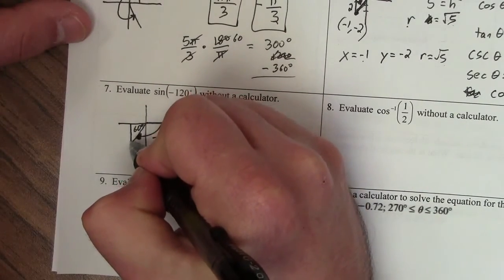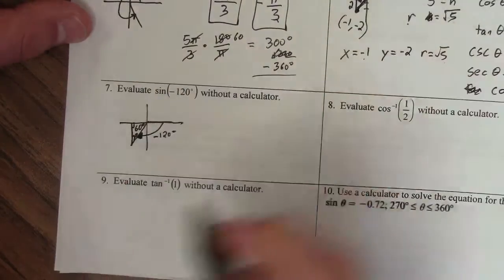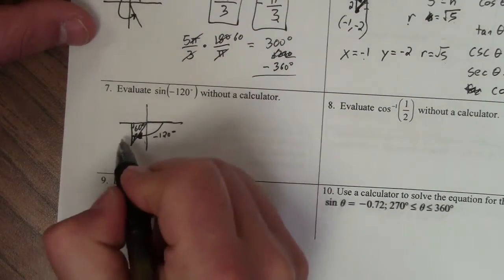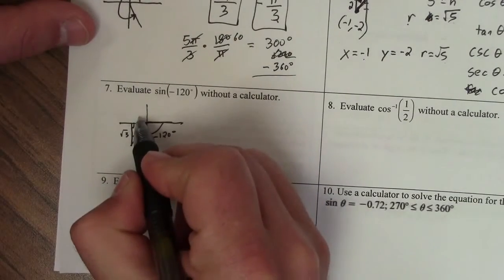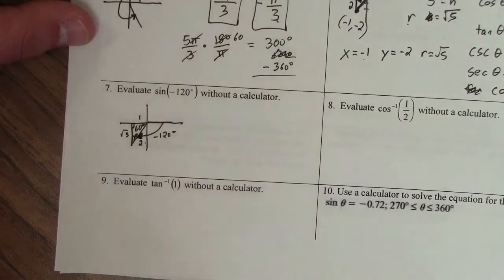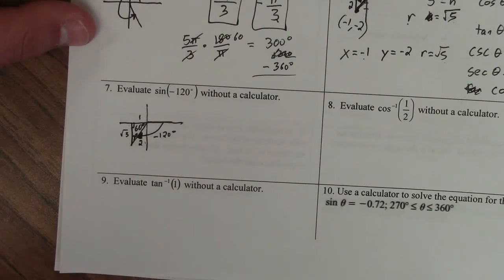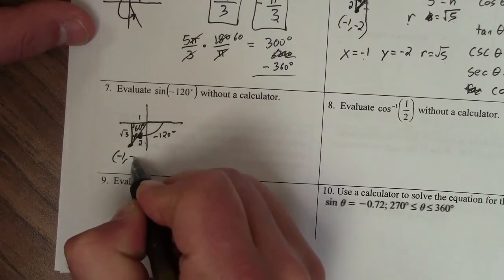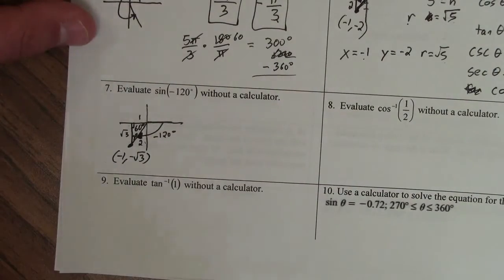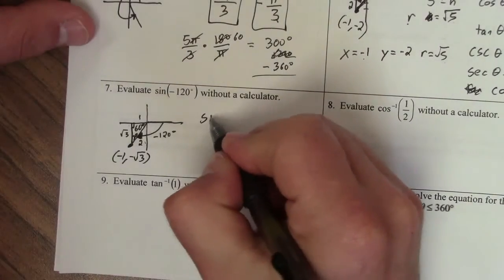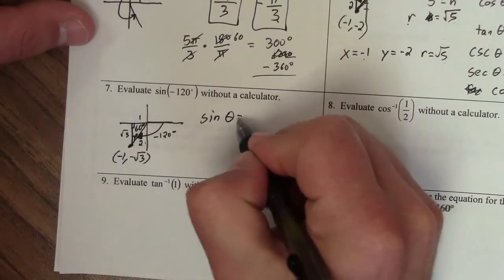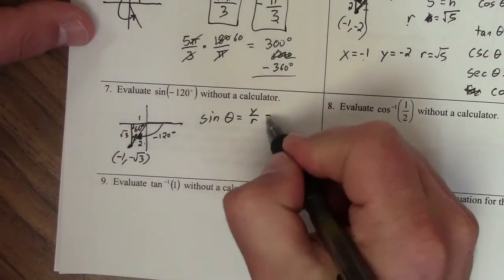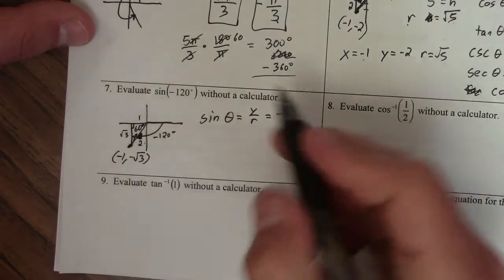If we complete this triangle, we see it's a 30, 60, 90 triangle. And the length of this side would be rad 3, the length of this side would be 1, and the radius here would be 2. That's from properties of 30, 60, 90 triangles. So the coordinates of this point would be -1, -rad 3. Now we know that sine theta is y over r, so the y coordinate is -rad 3, and the radius is 2.